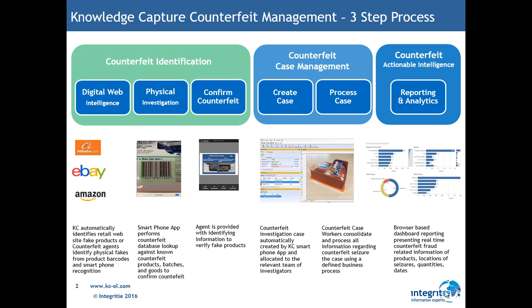The first step in this process is the identification phase. This can be done a number of different ways, either across the digital web from sites such as eBay, Amazon, and Alibaba, or it could be based on a physical investigation where an agent in the field has an actual product in front of them and they're looking to identify whether or not this product is counterfeited or not.